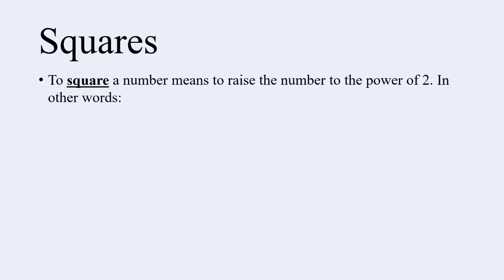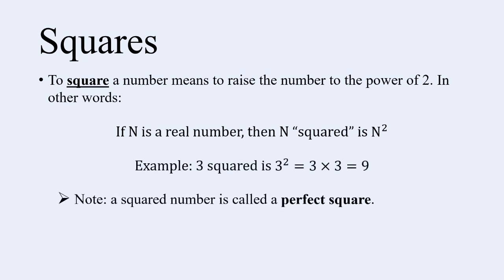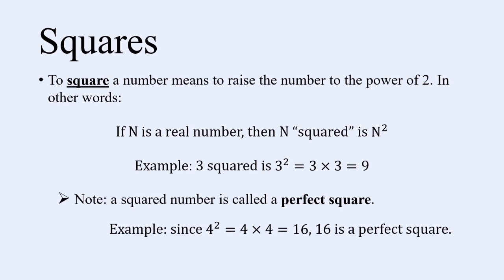To square a number means to raise that number to the power of 2. That is, multiply the number by itself twice. In other words, if n is a real number, then n squared is n to the power of 2. For example, 3 squared is 3 to the power of 2, which is equal to 9. Note, a squared number is also called a perfect square. So for example, since 4 squared is equal to 16, 16 is a perfect square.